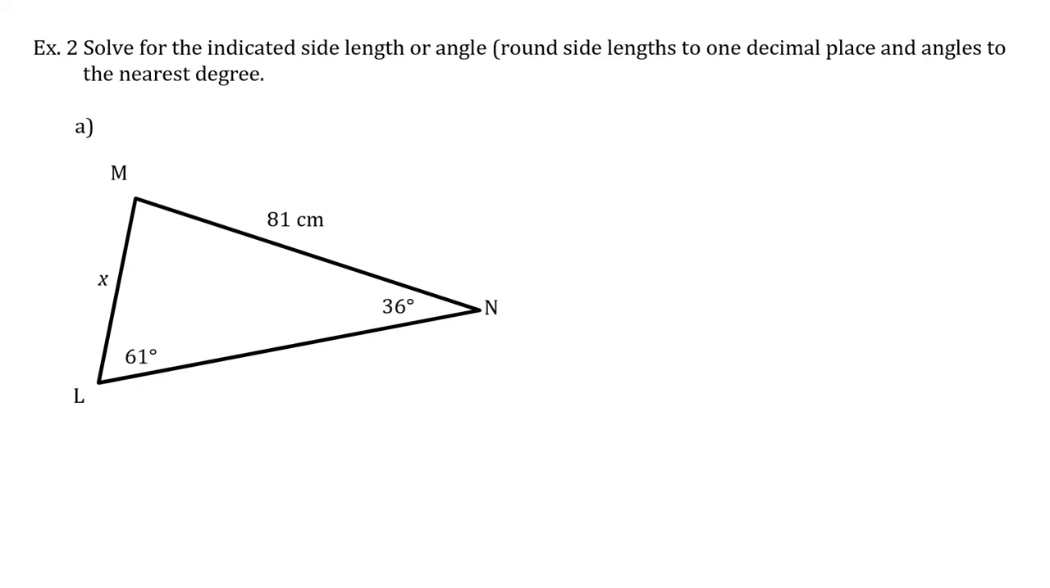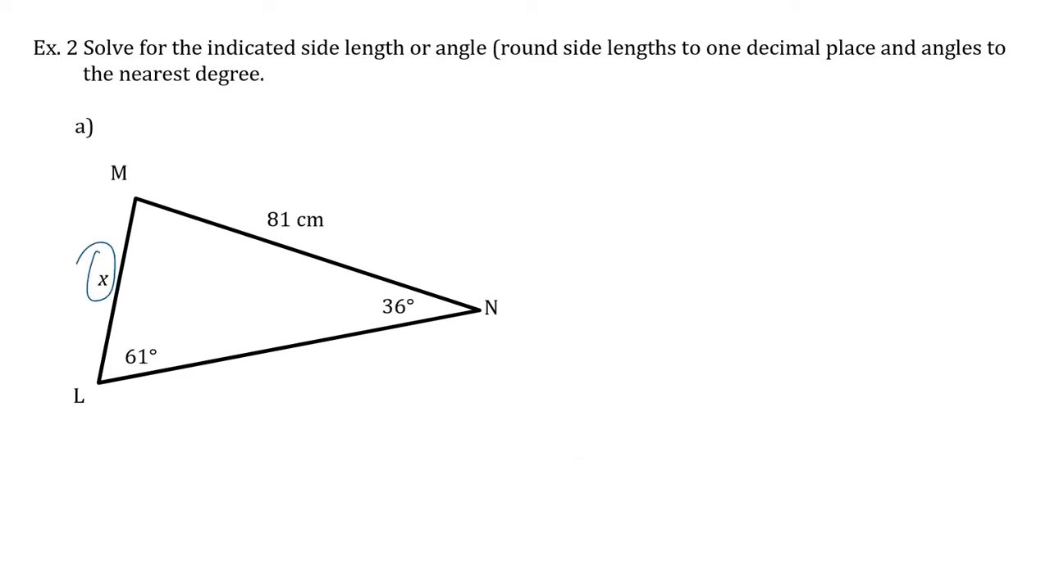Okay, solve for the indicated side length or angle, round side lengths to 1 decimal place and angles to the nearest degree. So now this is where we have to set it up for ourselves. We're going to go through a few different examples of these. Okay, this one I'm looking for a side length.